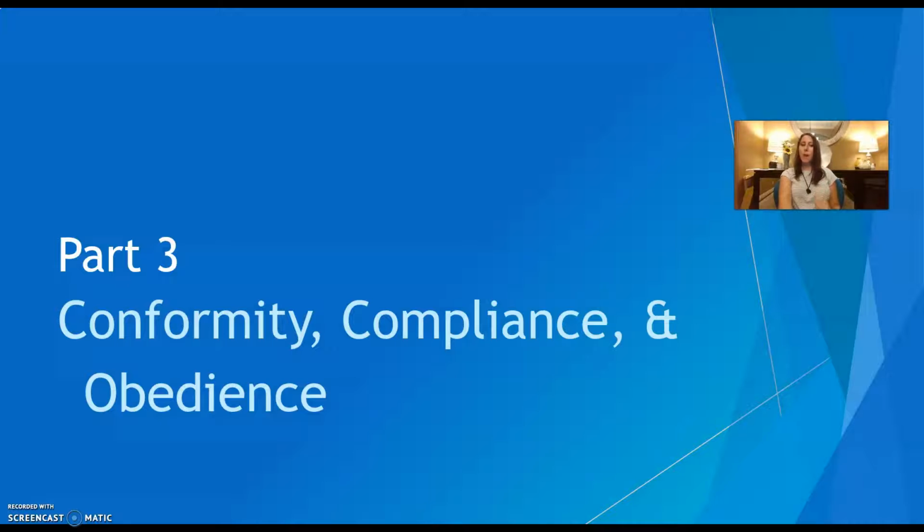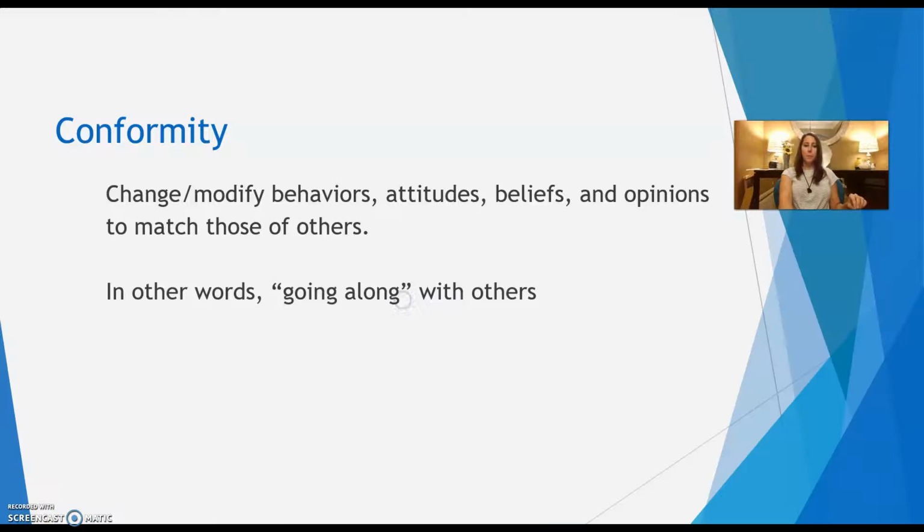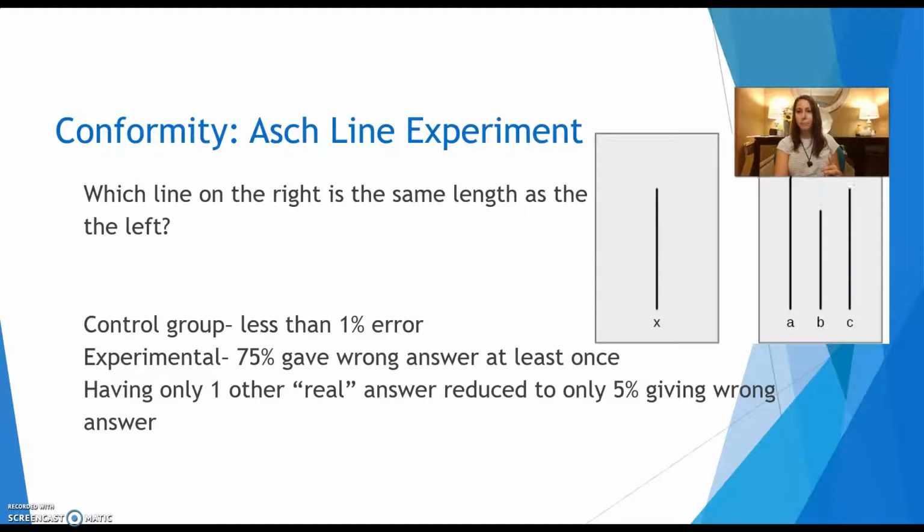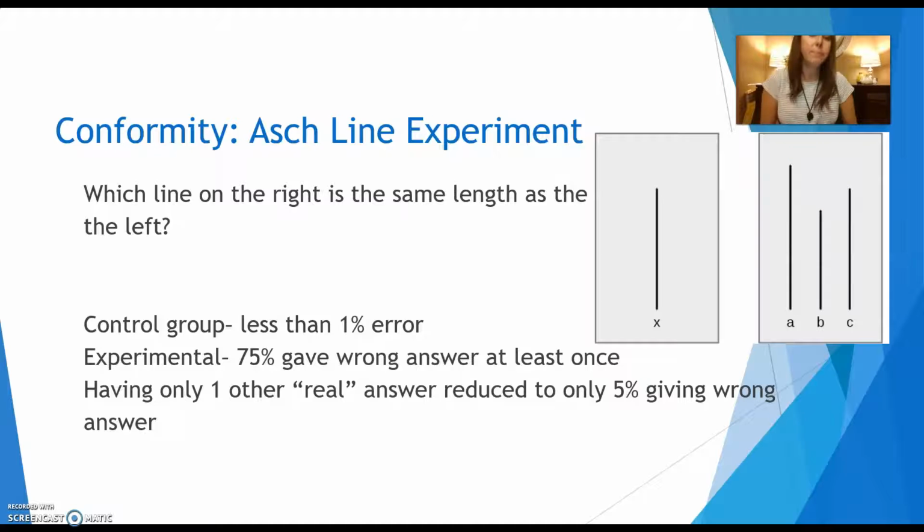The next thing we're going to talk about is conformity, compliance, and obedience. A lot of times we use these terms interchangeably, but they're not actually interchangeable. In social psychology, they are 3 very distinct things. Conformity is when you change or modify your behaviors, attitudes, beliefs, or opinions to match those of others. In other words, you're going along with what other people believe. The most interesting example of this, the example where this originally came from, is the Asch line experiment.